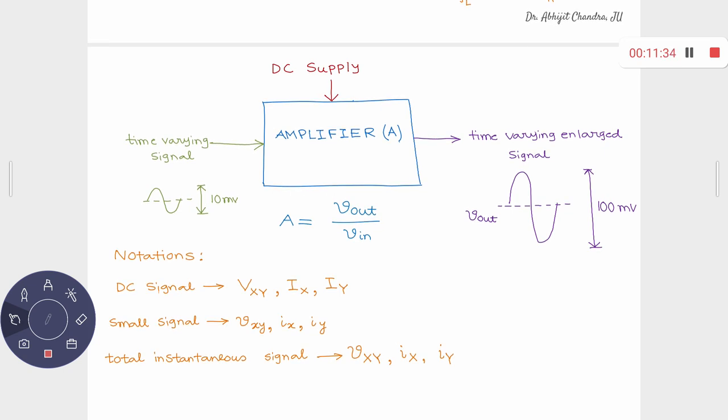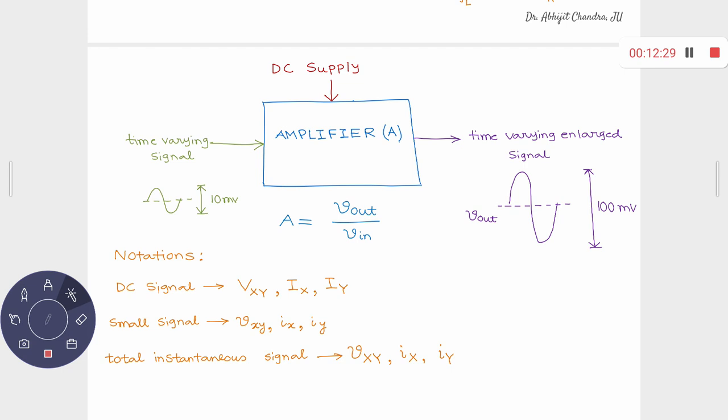Suppose you have some input, x naught sine omega naught t, and the output of the amplifier is given by y equal to y naught sine of omega naught t plus phi naught. If the input is 1 unit and the amplifier provides a gain of 5, then the output is 5 sine of omega naught t plus some phi naught. Here, the input signal has a peak to peak fluctuation of 10 millivolt, and the output signal has a peak to peak fluctuation of 100 millivolt. So the gain of this amplifier is 100 by 10, that is 10.